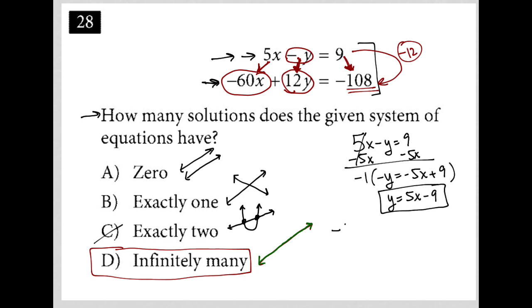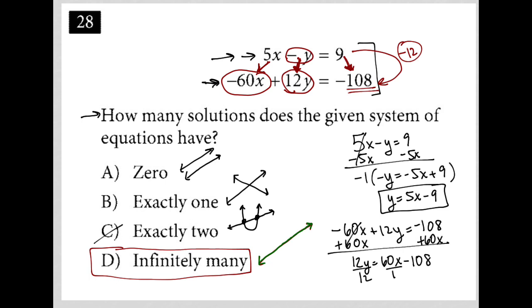When I take my second equation, negative 60x plus 12y equals negative 108, I convert this into slope-intercept form as well. I get 12y equals 60x minus 108. Divide everything by 12, and here I get y equals 5x minus 9 as well, right? So there we go. Both equations end up being y equals 5x minus 9, and therefore there are infinitely many solutions.